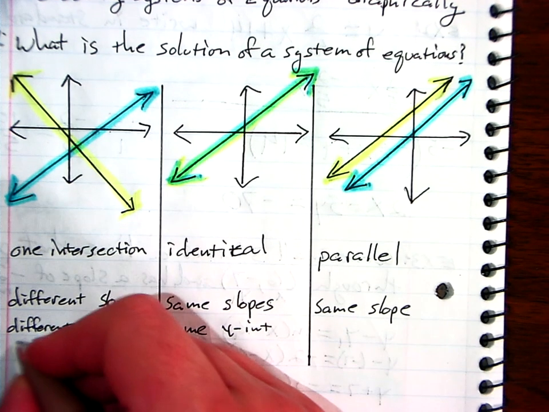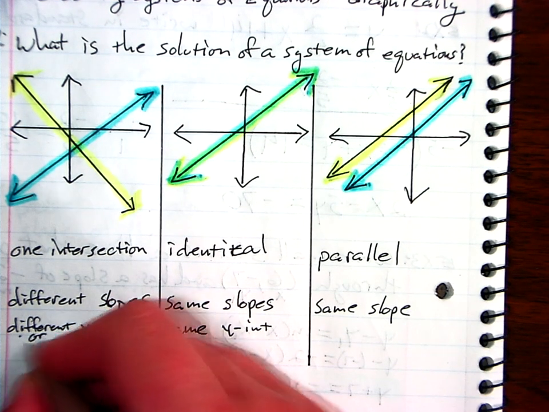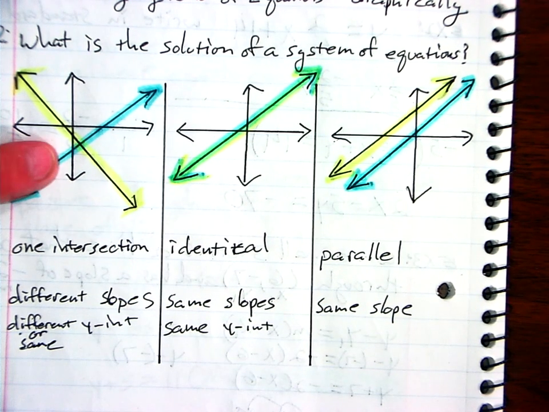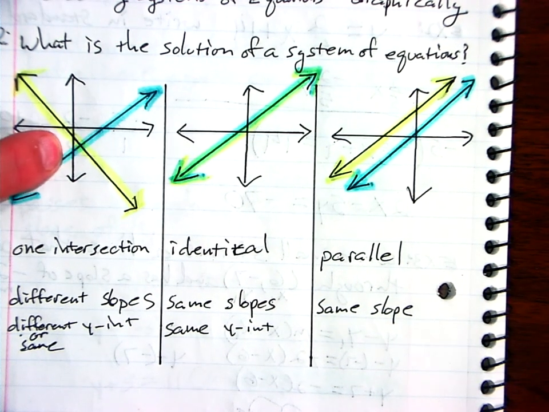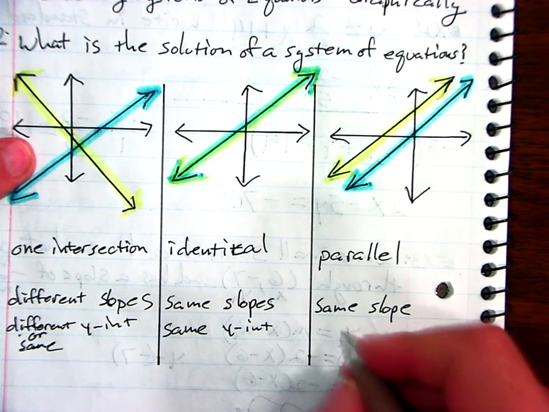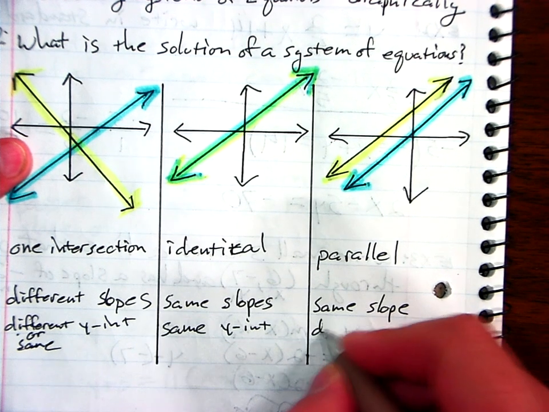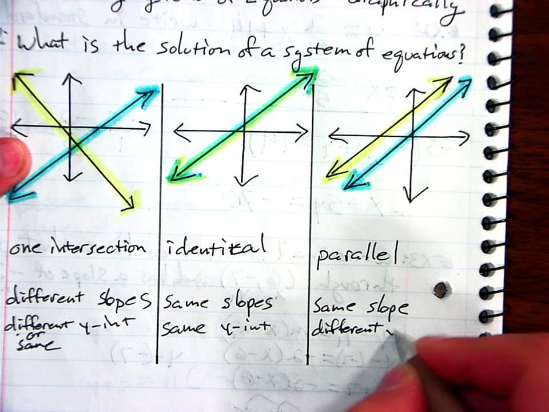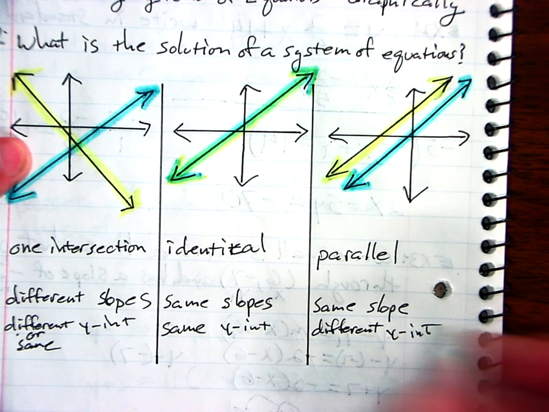So let's add that. Different or same. Thank you, Liam. Different or same, because it could be the same. If these crossed on the y-intercept, it would have the same. So thank you, Liam. That's exactly correct. This one has different y-intercept.